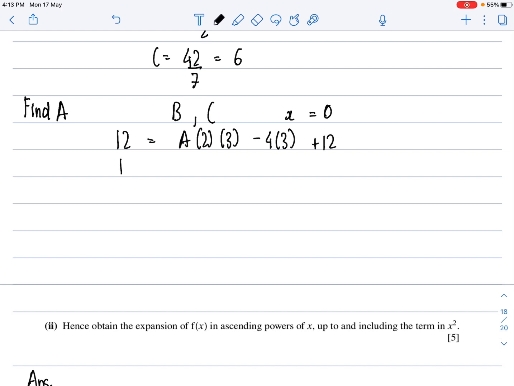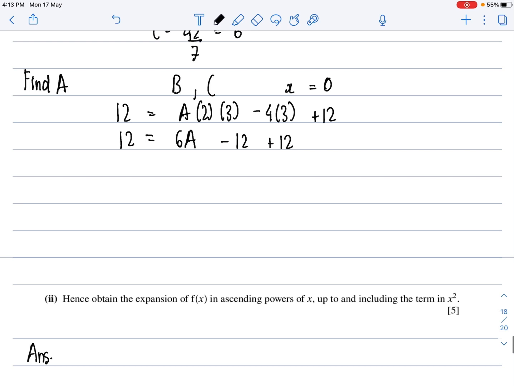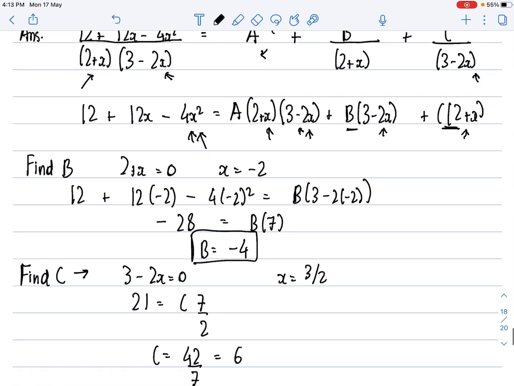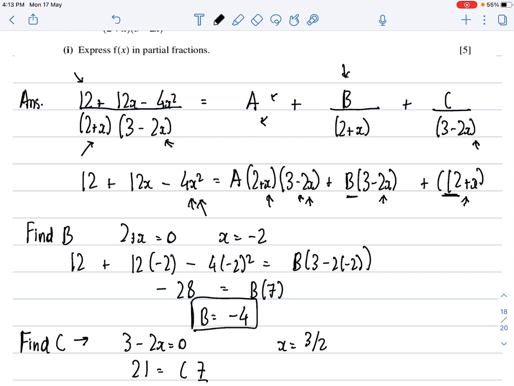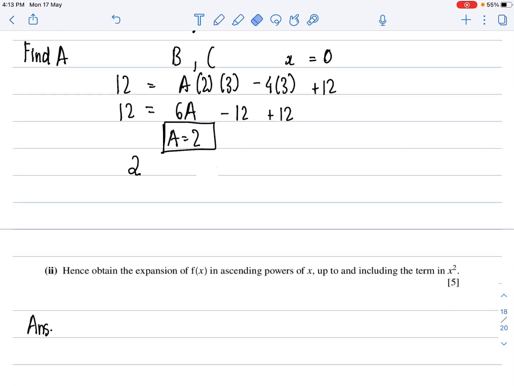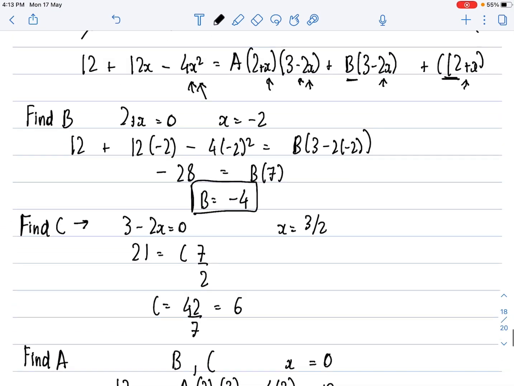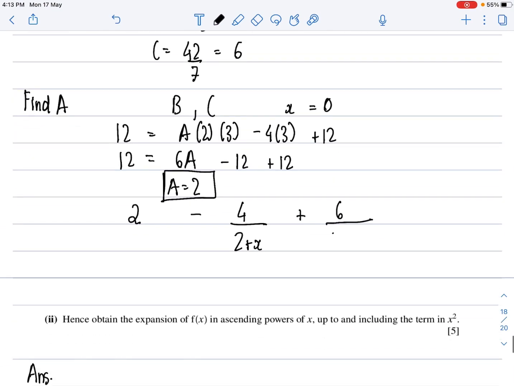This is what I'll get. So now I can simply write this as 12 equals 6A minus 12 plus 12. So I can write this as A equals 2. Now to write this in the partial fraction form, I just need to substitute: 2 plus minus 4 over 2 plus x plus 6 over 3 minus 2x. This is what I'll get.